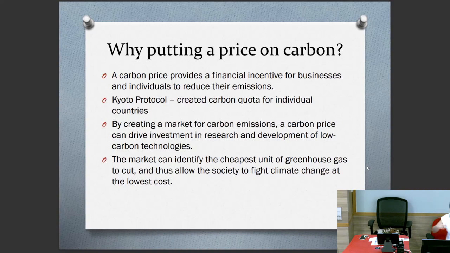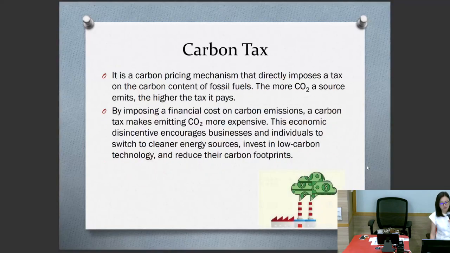Okay, there are many ways to reduce carbon emissions, but which one is the cheapest? Which one is the most cost effective? This is what today's lecture is about. So we have carbon tax and the ETS.